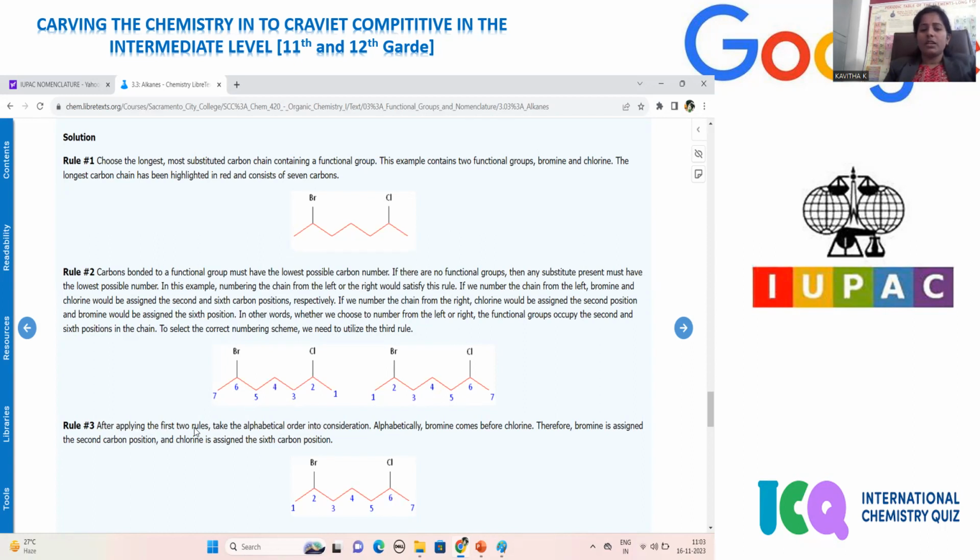After applying the first two rules, we need to go for alphabetical order. B for bromo, C for chloro. So obviously numbering will start from the left hand side: 1, 2, 3, 4, 5, 6, 7 will be the order. So the correct name for the compound will be 2-bromo, 6-chloro. Being a single bonded compound, we can say it is a saturated compound made up of 7 carbon atoms as the parent chain. Heptane will be the name. 2-bromo, 6-chloro heptane is the name of the compound, right?